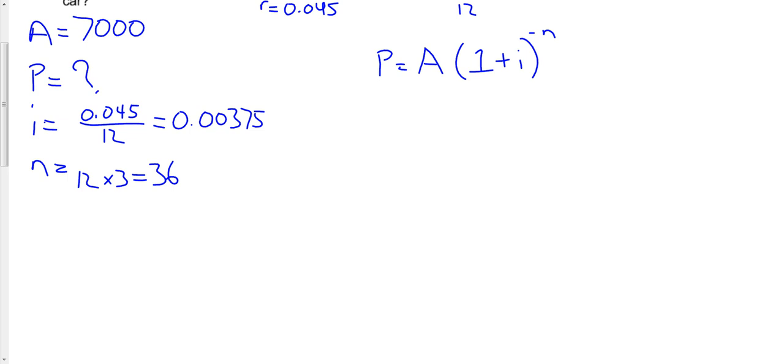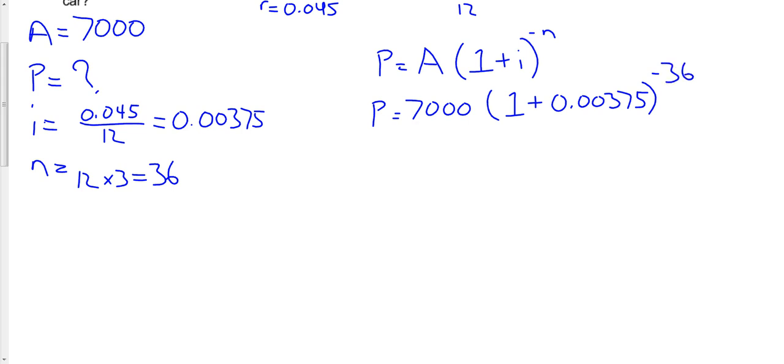Now we're going to substitute in our values for A, P, I, and N. P is what we're looking for, so we keep that as the variable P. The future amount we need is $7,000, so I plug that in. For 1 plus I, our I value was 0.00375, and the exponent is negative N, so negative 36. If I clean that up and do the addition inside the brackets, it's 1.00375, to the exponent negative 36.